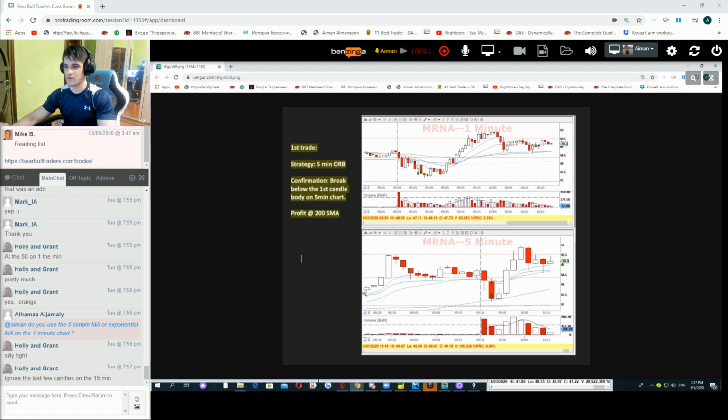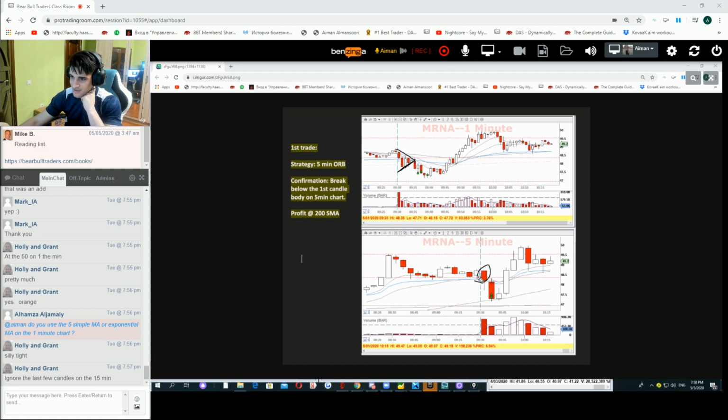So Hamza, what do you do there? mRNA, first trade, strategy 5-minute open range breakout down, confirmation below the first candle. And look at this, guys. This is actually one of the good open range breakdowns. You are having sort of a pennant right there, a pattern on the 1-minute chart, okay?